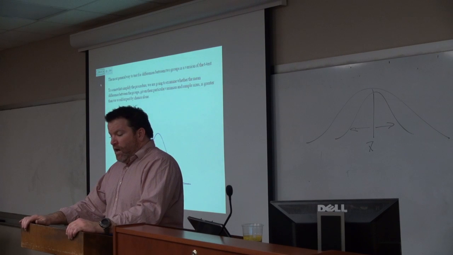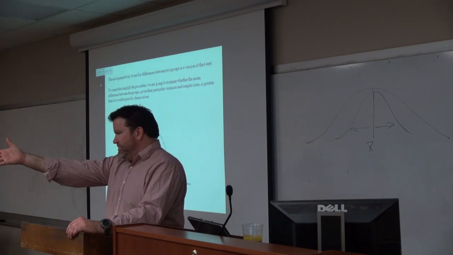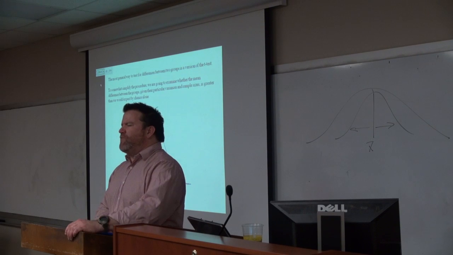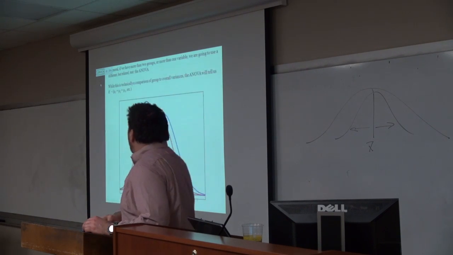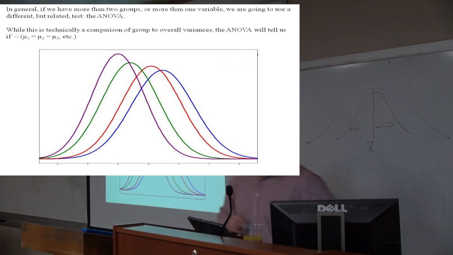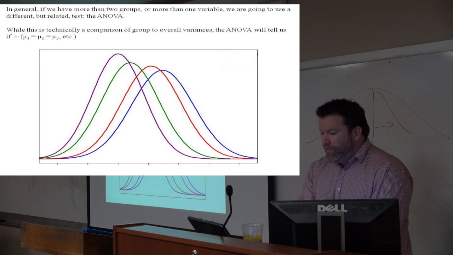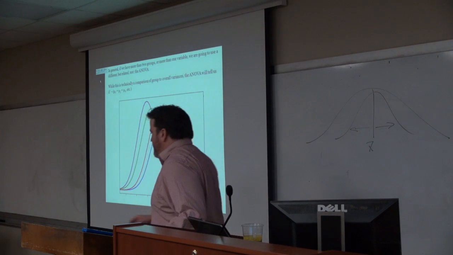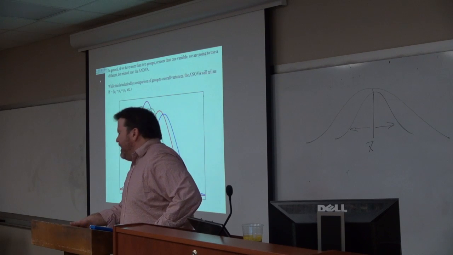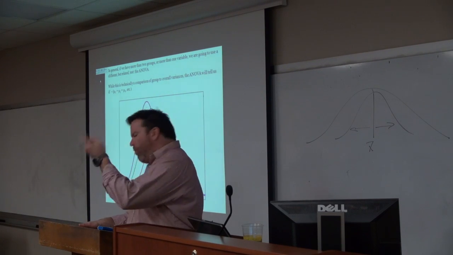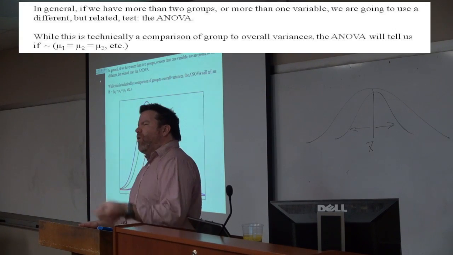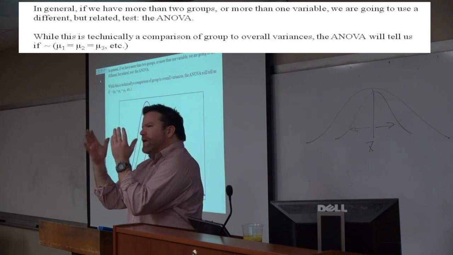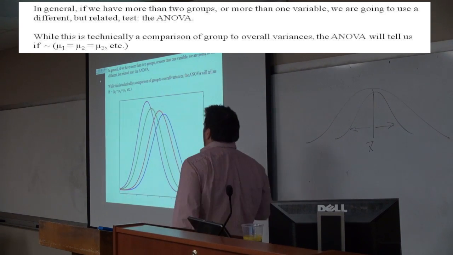Yay! All right, I got more than two groups. The ANOVA. If I have more than two groups, or if I have more than one variable, I am going to tend to use the ANOVA. There are exceptions to this. This is not intended to be an exhaustive review of statistics. But in general, if I have more than two groups or more than one variable, I'm going to use an ANOVA, analysis of variance.